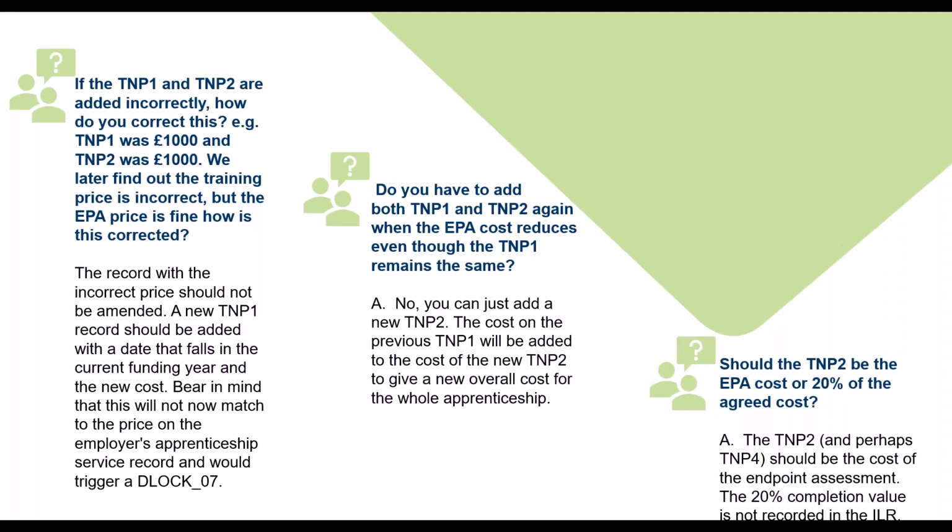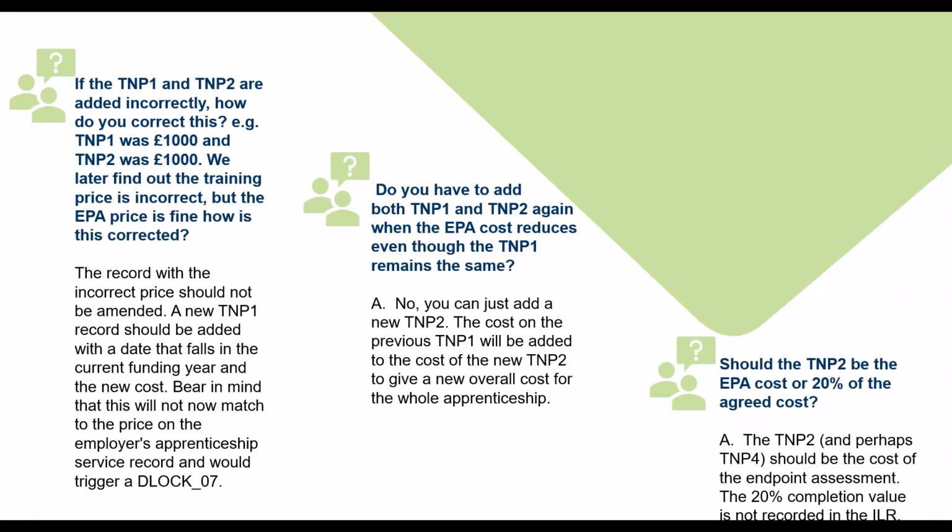A new TNP1 record should be added with a date that falls in the current funding year and the new cost. Bear in mind that this change of price will not now match the price in the Apprenticeship Service and would trigger a DLOC 7, which you would need to triage on your side of the Apprenticeship Service, and pass over to the employer for them to accept.